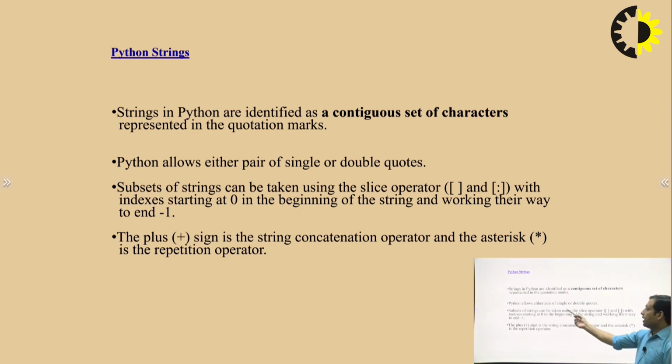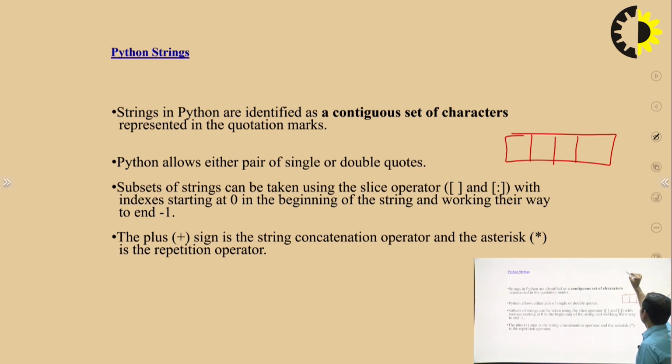Python allows either pairs of single or double quotes, as discussed. Now, a subset of a string can be taken using the slice operator. Two operations are performed on the string: the index operation and the slice operation. The slice operation is represented using the colon sign. We will see the example afterward, with index starting at 0. Just here we can say, if this is a string, my str equal hello.